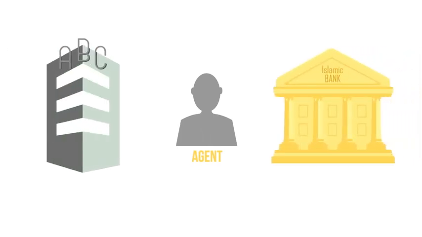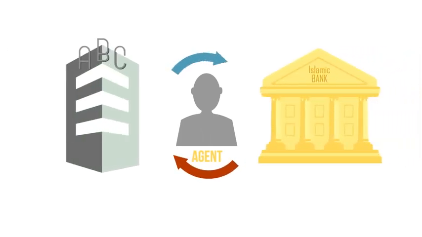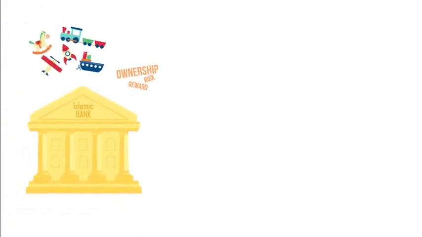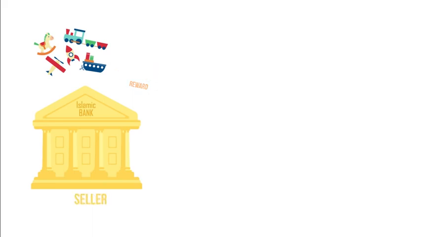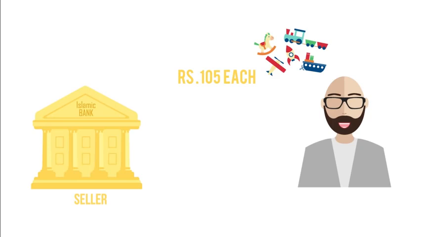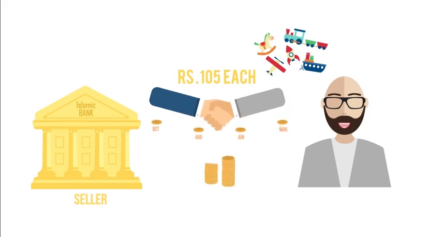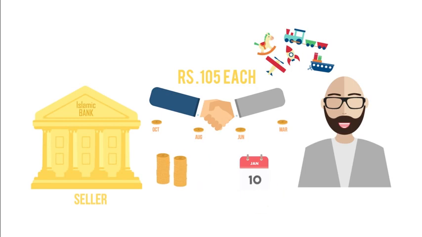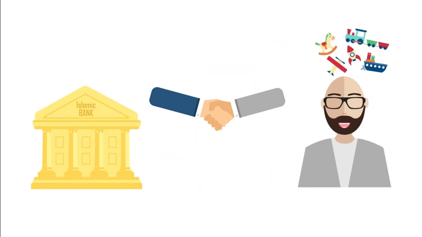An agent may be appointed by the bank to carry out this purchase transaction on behalf of the bank with the supplier. In this case, Ahmed would be appointed as the agent. Having purchased the stock and taken the risk of ownership, the bank will now take the role of the seller and will sell each toy to Ahmed at 105 rupees as per his initial agreement to purchase the stock of toys. He also undertakes to pay for the goods either on an installment basis or as a one-off payment on a pre-agreed future date. Now the relationship between Ahmed and the bank is that of a buyer and seller, whereby the ownership along with the risk and reward is now transferred to Ahmed upon close of the sale.